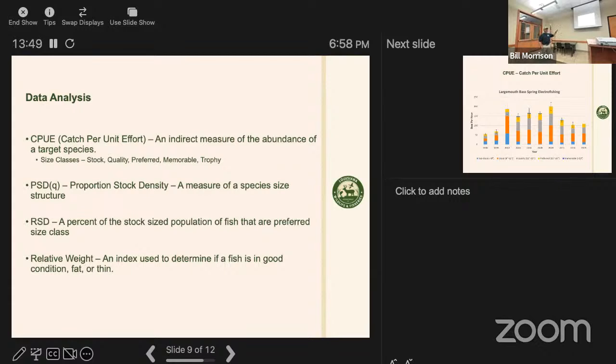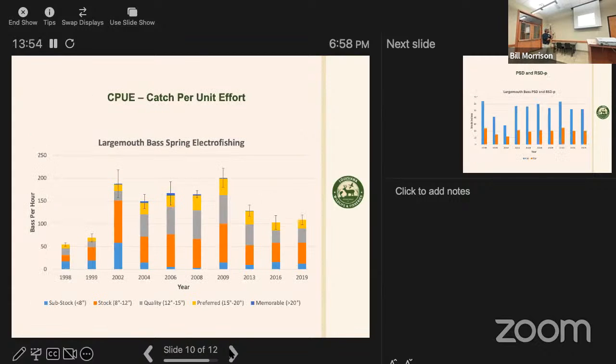So I got some graphs and I'm gonna show you. Yeah, next slide is a chart. So this is spring electrofishing, and it's catch per unit effort. Each year that we did it is shown on the bottom, and on the y-axis, the up and down line, is how many fish per hour. If you look at how it's broken down in colors at the bottom, it says substock is less than 8 inches, stock is 8 to 12 inches. That's what those color codes are. That's the size of the fish.